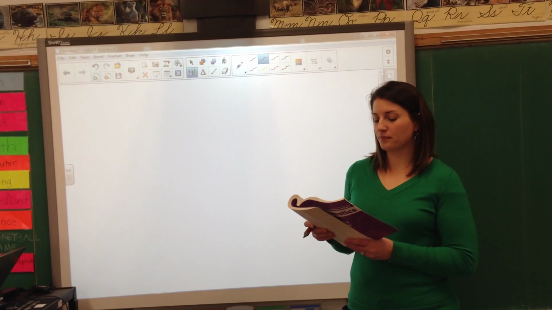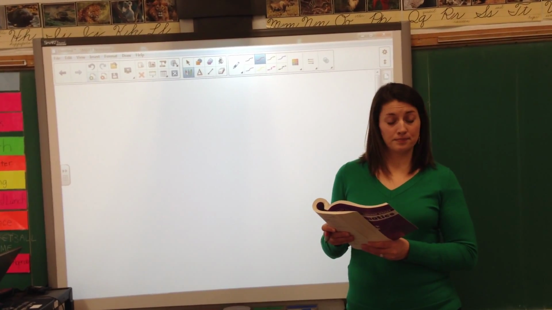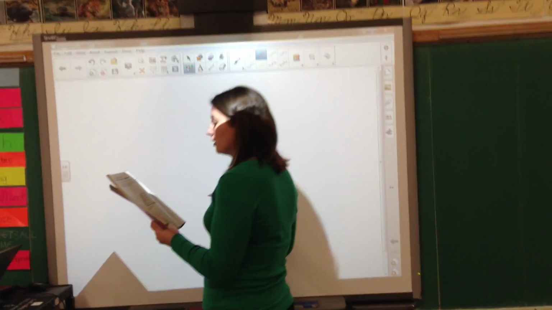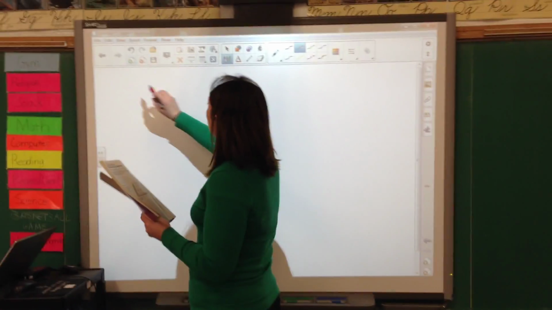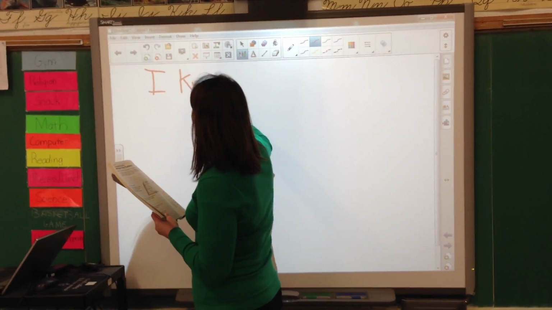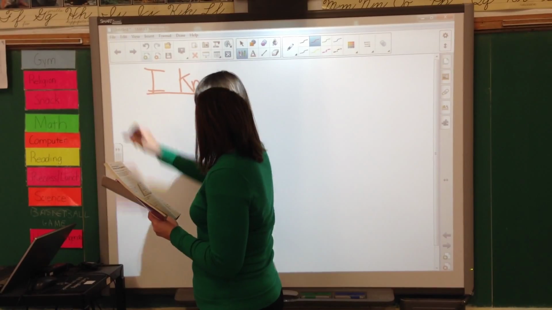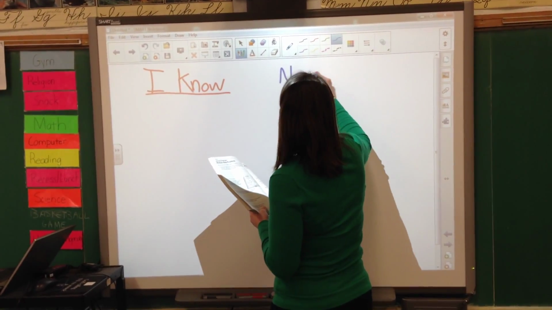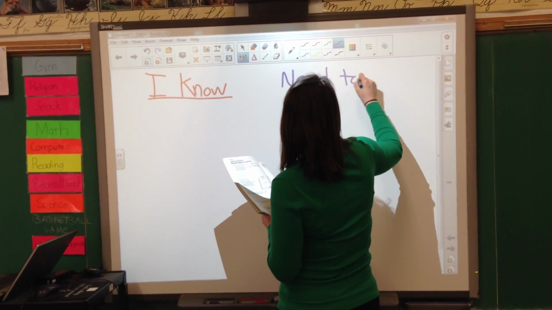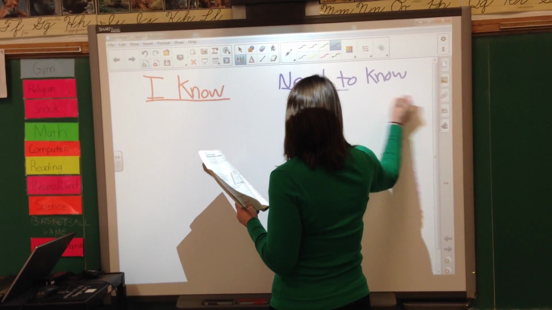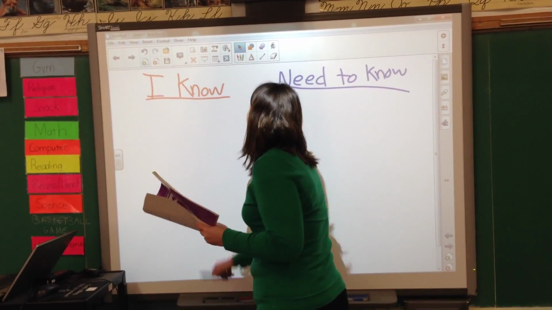Okay. Any keywords? Have left. Have left? Okay, I agree. Circle it. We need to know what we know on one side and what we need to know on the other, and you can put a black line in between. You got it. Okay.